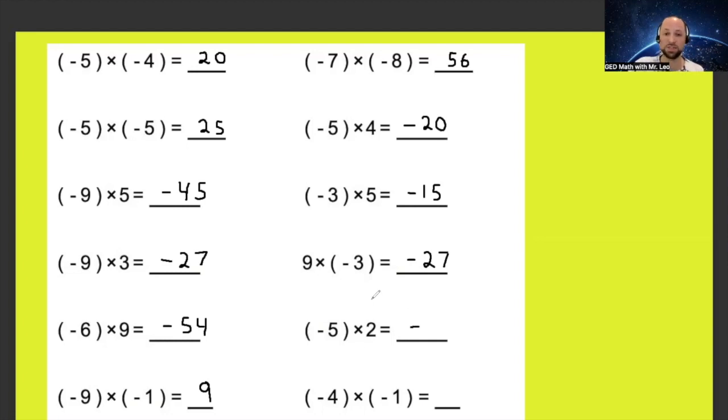Next one, I see one negative sign. That's going to go in the answer. 5 times 2 is 10. Final answer, -10. Lastly, we have another double negative. Those two negative signs will cancel out, leaving a positive answer, +4. Did you write those down in your notebook? The more you write it down, the more it's going to stick.